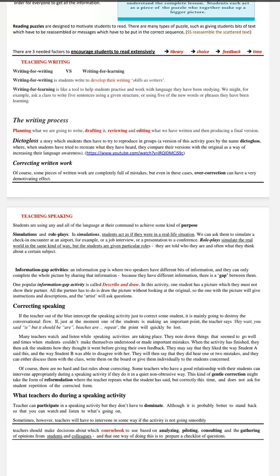Information gap activities. An information gap is where two speakers have different bits of information and they can only complete the whole picture by sharing that information because they have different information. There is a gap between them.